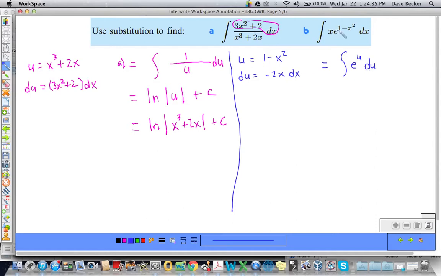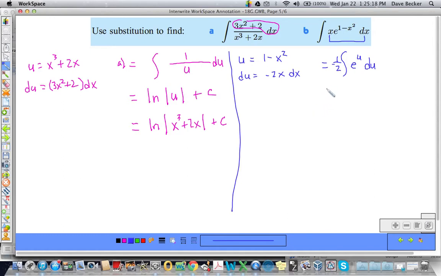and I need du to be equal to x times dx, because I've already taken care of 1 minus x squared. I've replaced 1 minus x squared with u. So right now I need x dx, and I have du equal to negative 2x dx. Well, I have to take care of this negative 2, and I can make this equal by multiplying the entire integral by negative 1/2, because negative 1/2 times negative 2 is positive 1, which gets me the x dx. Okay? Back that up if you need to see that again.